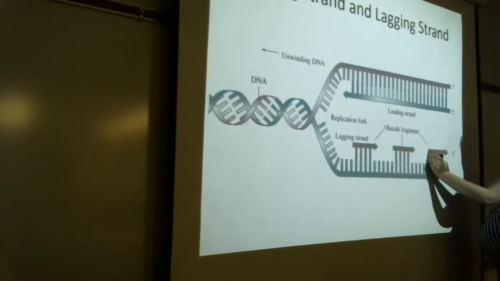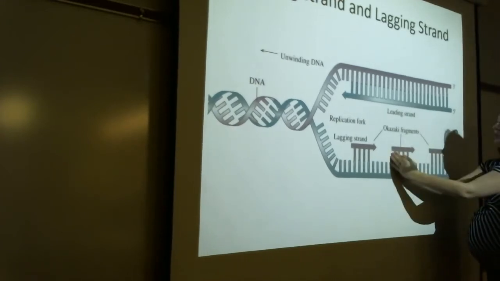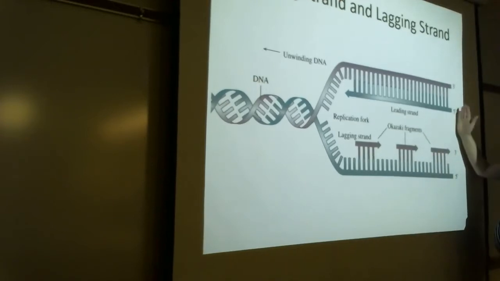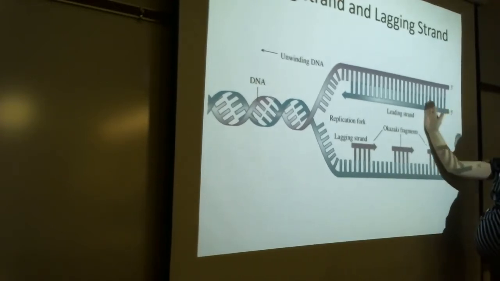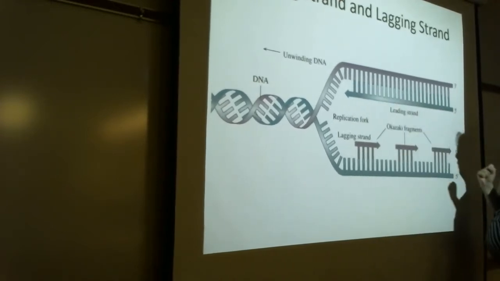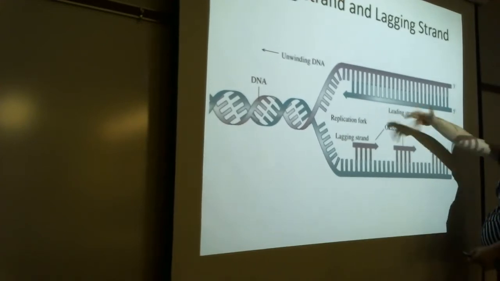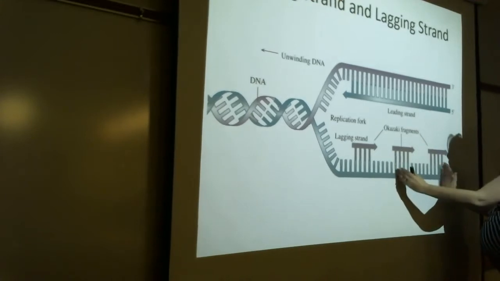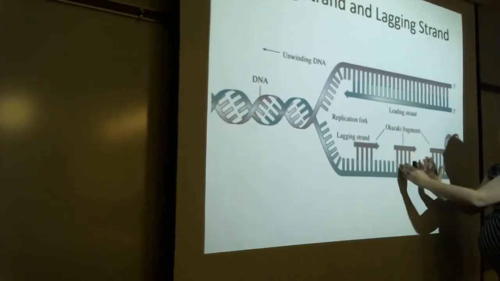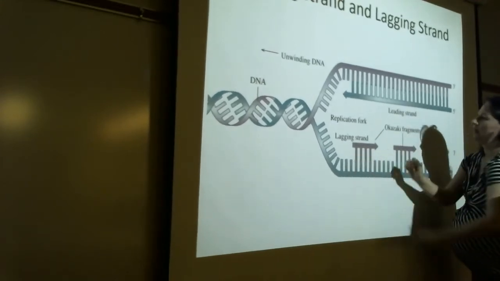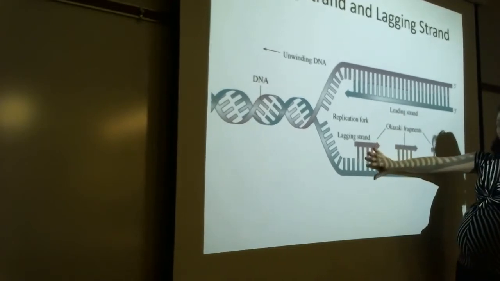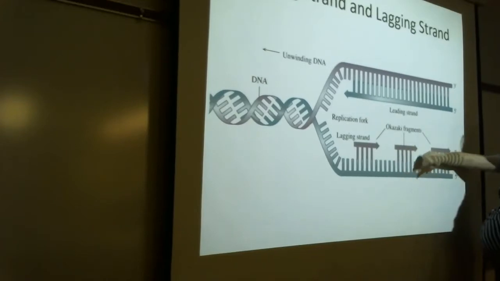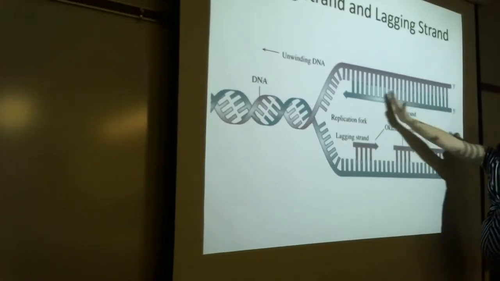So you gotta have one that starts here and goes for a little bit. One that starts here that goes for a little bit, right? One that starts here that goes for a little bit. This one you can just have your machinery go along, nice and smooth, right? But as this unwinds, you have to go this way, and then you unwind a little bit more, and then you go this way, right? And then you unwind a little bit more, and then you go this way. So this is called the lagging strand because it's synthesized discontinuously, whereas this one is synthesized continuously.